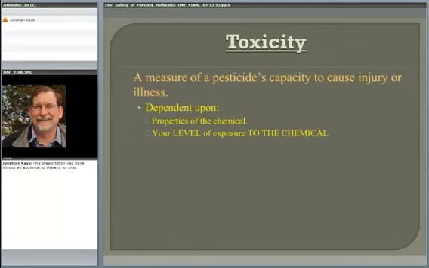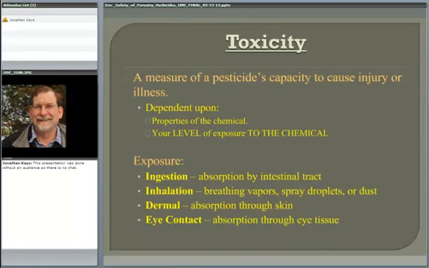Well, let's talk a little bit about toxicity. This is something people are concerned about. How toxic are these materials? Well, toxicity is a measure of a pesticide's capacity to cause injury or illness. And it's dependent upon two things, which I'll keep mentioning: the properties of the chemical and your level of exposure to the chemical. Those are the two most important things. So we can't necessarily control the properties of the chemical. We want to choose the chemical that has the least toxicity, but after that, really, the level of exposure depends upon our personal protection equipment and good use methods.